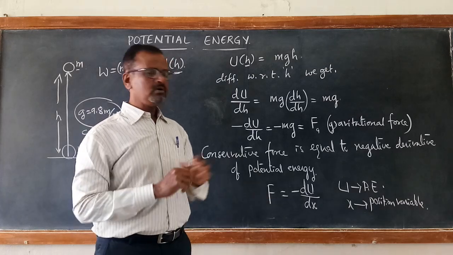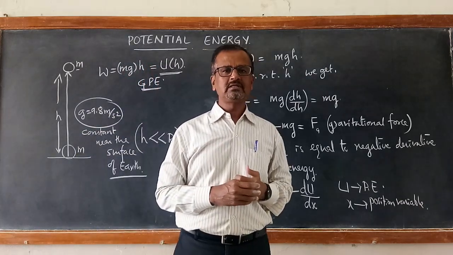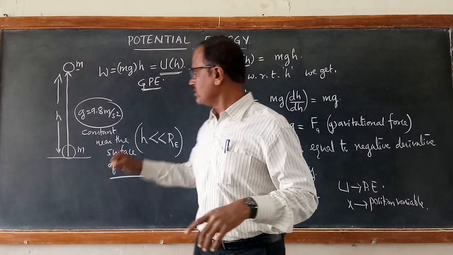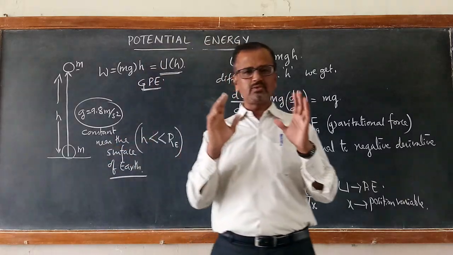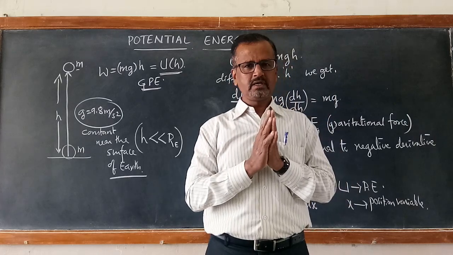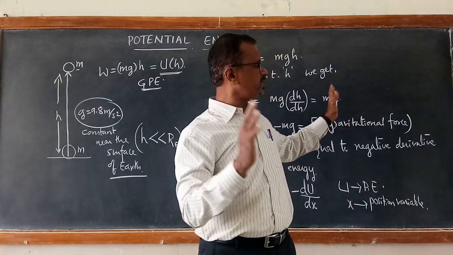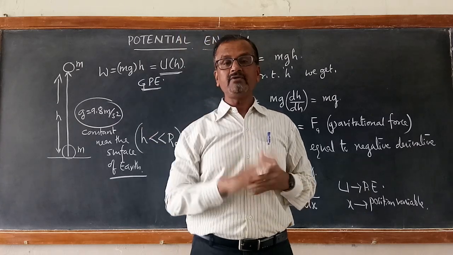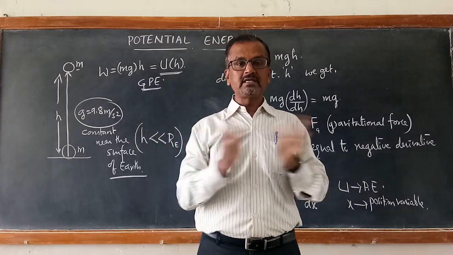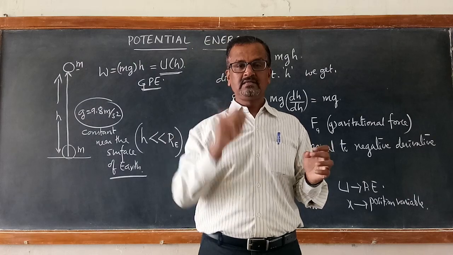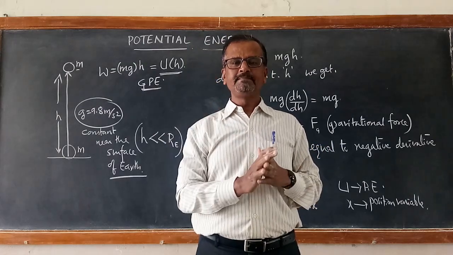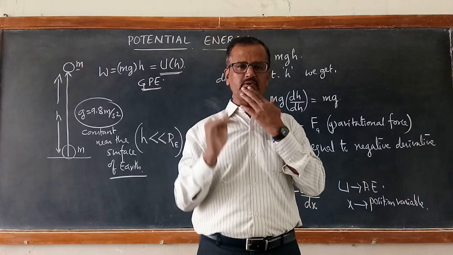We will stop it now. Tomorrow we will discuss how work done depends only on initial and final position. Gravitational potential energy, or any form of potential energy, depends only on initial and final position. It does not depend on path. It is path independent. The work done is path independent. It depends only on initial and final position.